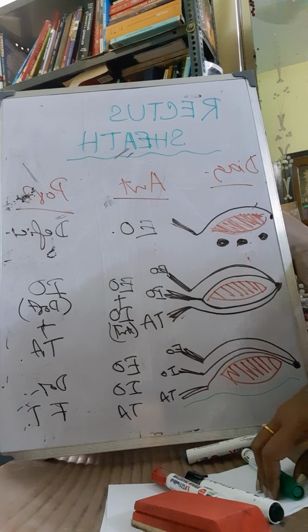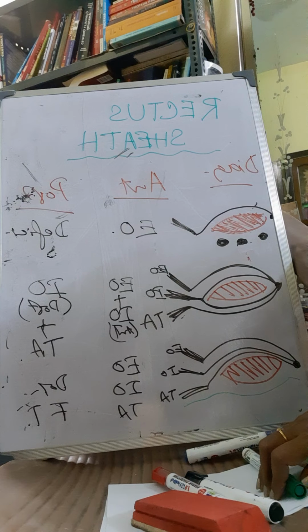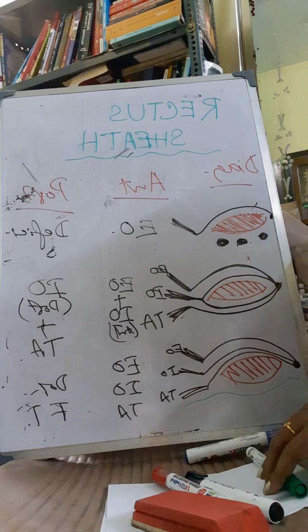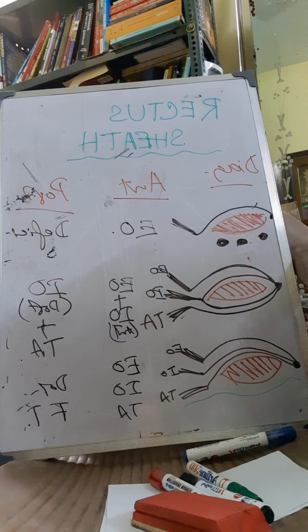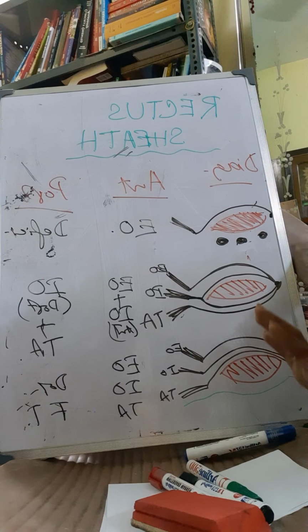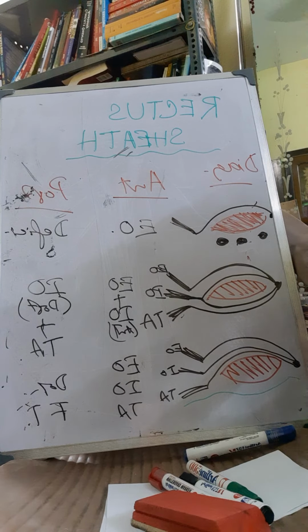Now this is the median raphe which is formed by the interlacement of the aponeurotic fibers of all the three flat muscles of abdomen. So the aponeuroses of the three muscles of abdomen interlace with each other along the midline, and it starts from the xiphisternum to the symphysis pubis. Okay, so this is known as linea alba.